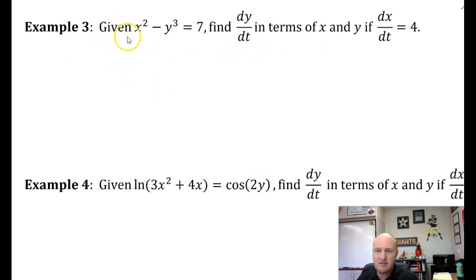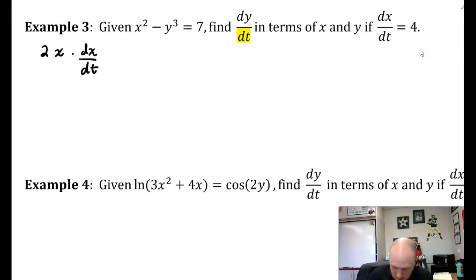Example 3. Given x squared minus y cubed is equal to 7, find dy/dt in terms of x and y if dx/dt is equal to 4. Okay, so based upon this, I need to find dy/dt. I'm differentiating with respect to t. So let me differentiate. We have 2x times dx/dt minus 3y squared times dy/dt, which is equal to 0.